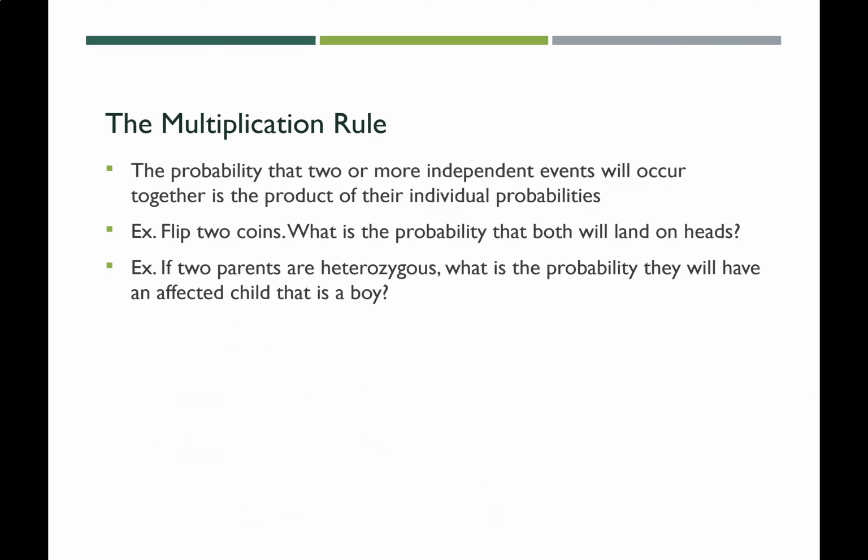All right, so let's look at the second example. If two parents are heterozygous, what is the probability they will have an affected child that is a boy? So, let's say they are both heterozygous. Probability they will have an affected child that is a boy. So we can do this two ways. I'm going to walk you through two ways.